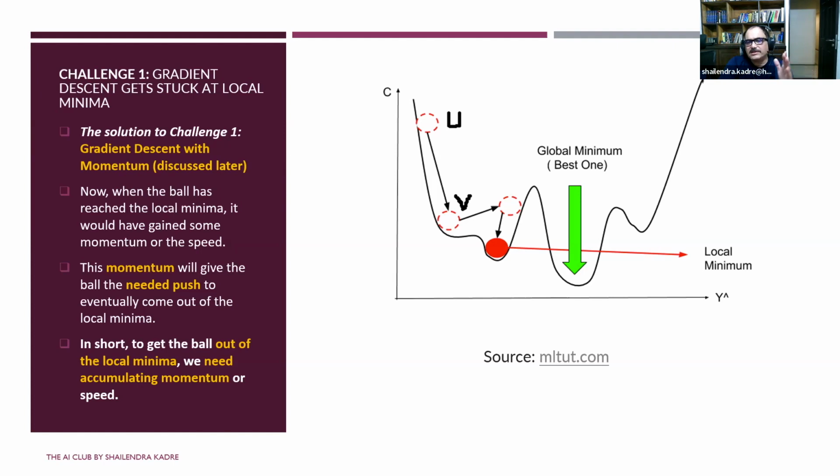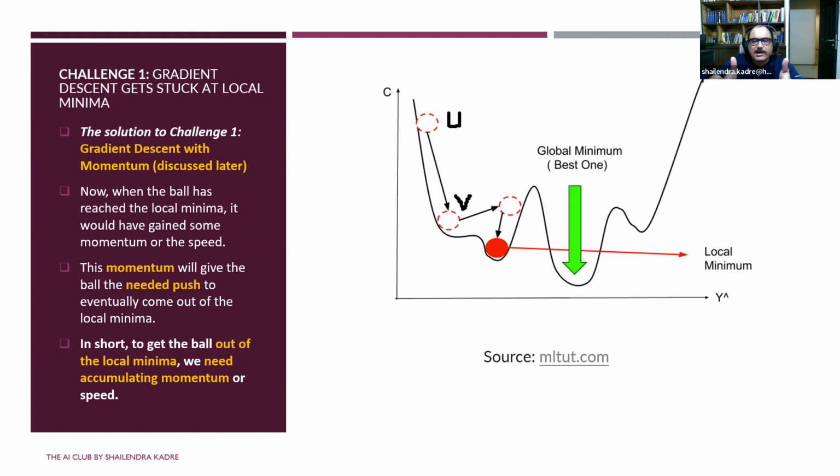I think we discussed in one of the earlier lectures that there is something called gradient descent with momentum. Now you see from the left-hand side, a dotted red ball is coming down. It tends to get stuck at the first local minimum, where it is shown dotted, at the V on the left-hand side. That's where it is trying to sit.